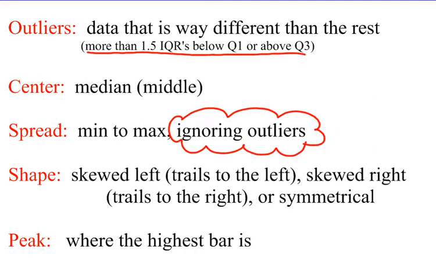And our shape is skewed left, which means the tail goes to the left. An example of that would be something like this. Skewed to the right, where the tail goes to the right, something like that. Or symmetric, which is that bell-shaped curve you've seen before. And then the peak is where the highest bar is. We'll also eventually be talking about unimodal or bimodal. Those kind of terms will come in with histograms also, and we study them a little bit more.